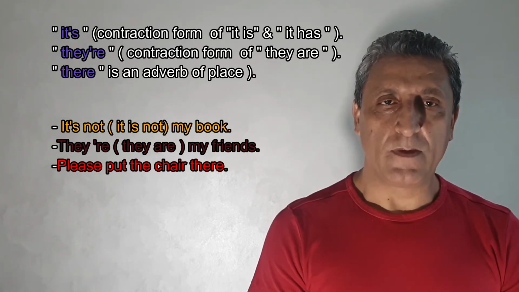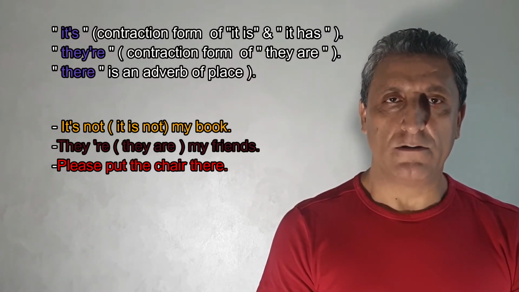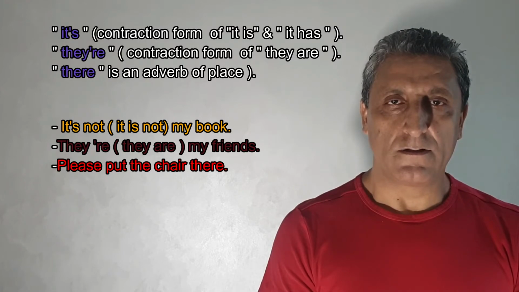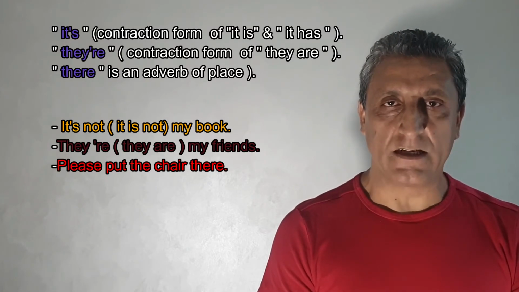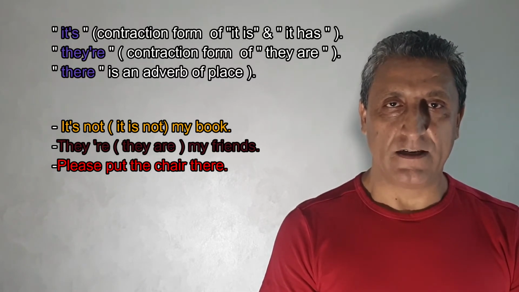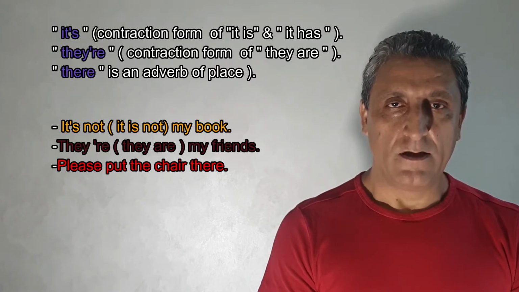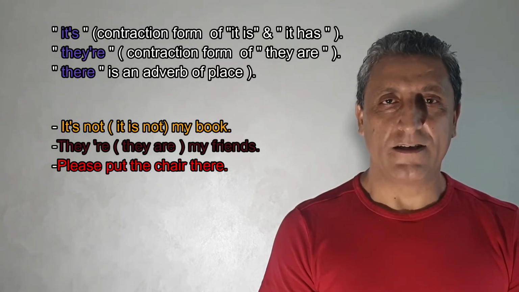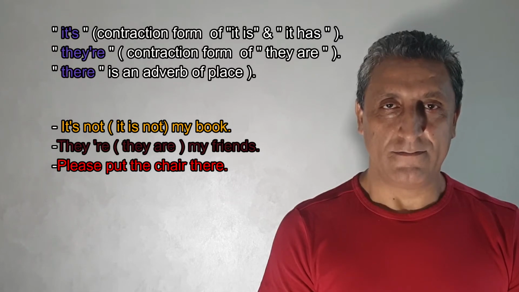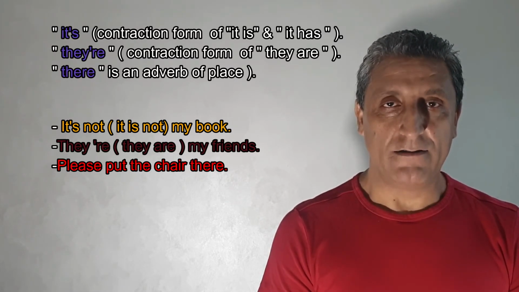Example. It is not my book. Okay? Or it's not my book. They're my friends. Or they are my friends. Put the chair there. Put the chair there. So there, adverb of place.